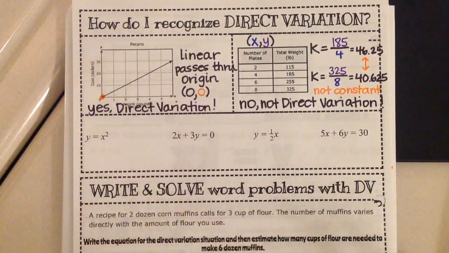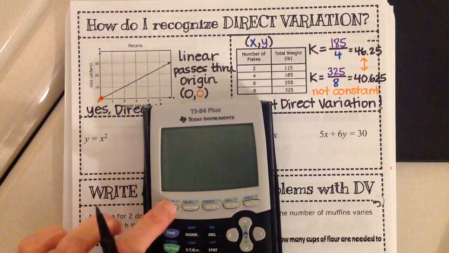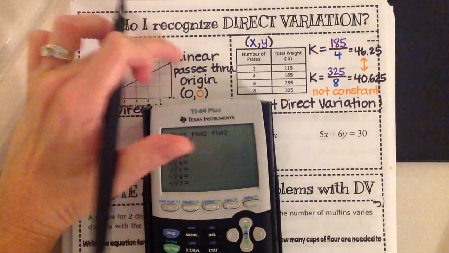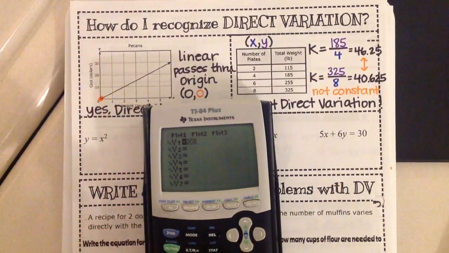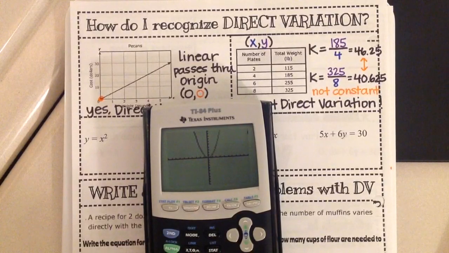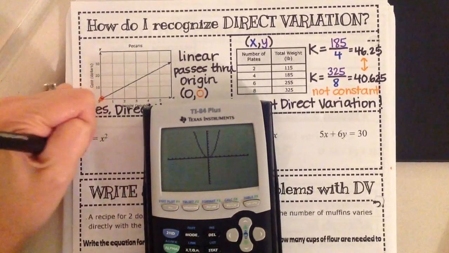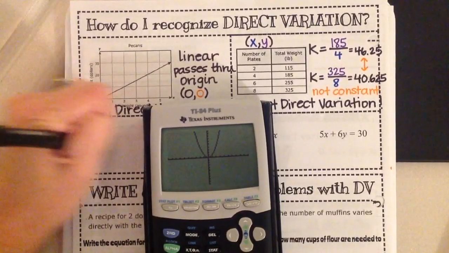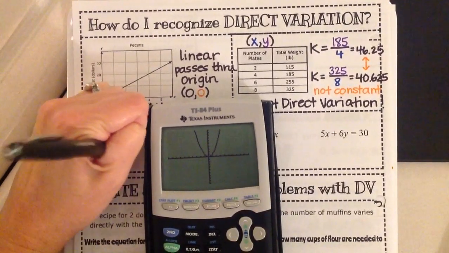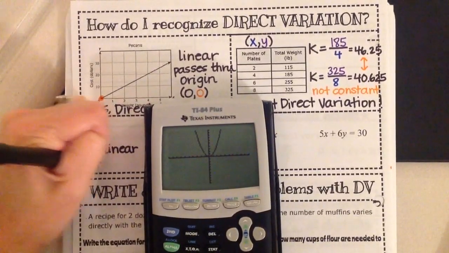So first thing I'm going to do is use my calculator to check, since it's in y equals, I can type it in my y equals screen, and I want to see, is it linear? X to the power of 2. And I'm going to hit graph so I can see a graph picture. And that is not a straight line. So I'm going to say not linear, which tells me this is not direct variation.